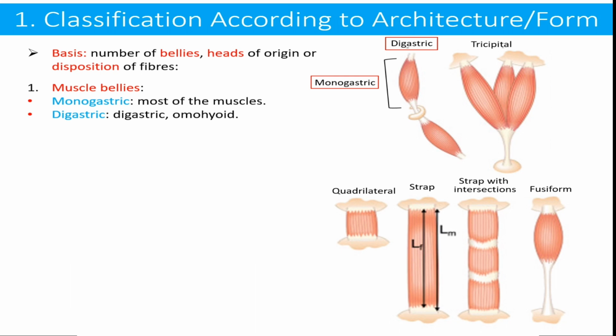Second group is digastric muscles, which have got two bellies, and this group is represented by digastric and omohyoid muscle.